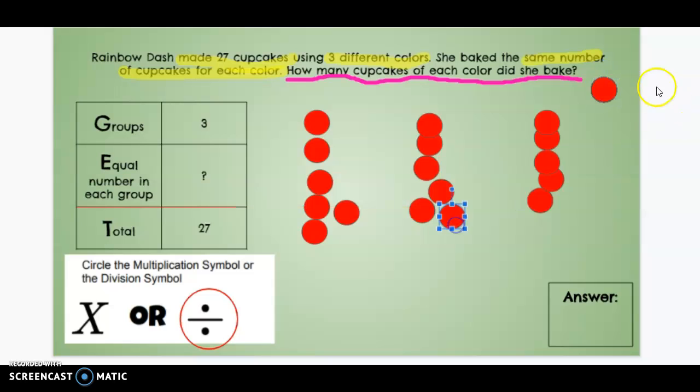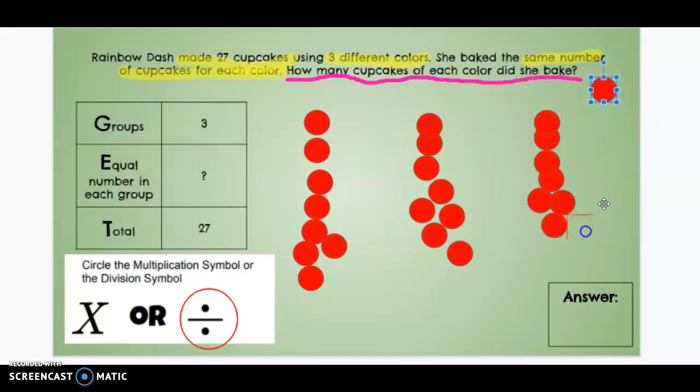16, 17, 18, 19, 20, 21, 22, 23, 24, 25, 26, 27. Okay, I'm going to count how many I have in my groups.